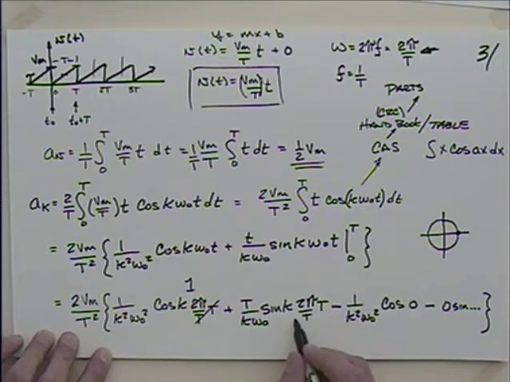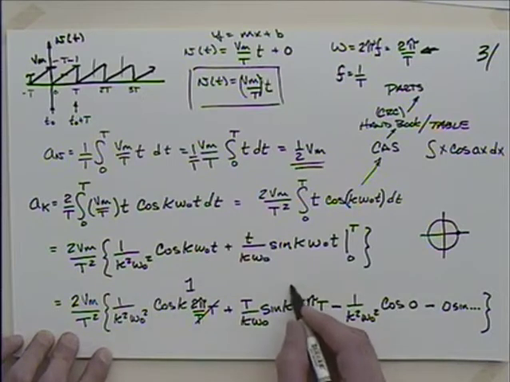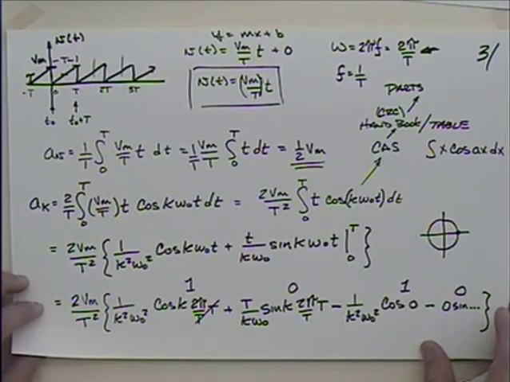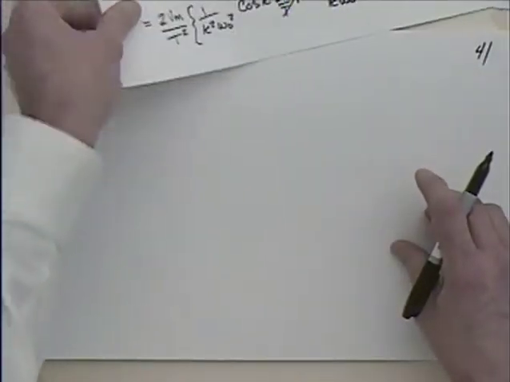What's this one always equal to? Yeah, this one's always equal to 0, isn't it? Cosine of 0, what's that always equal to? 1. Okay, and this, of course, is 0. So let's see. Keep going on this.